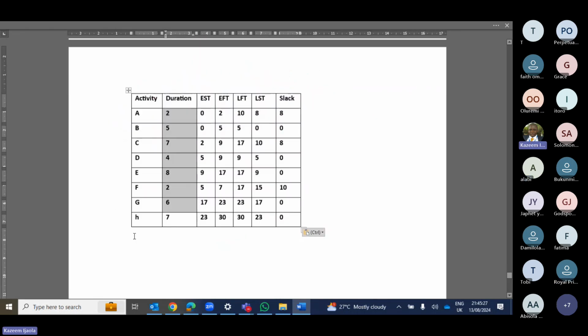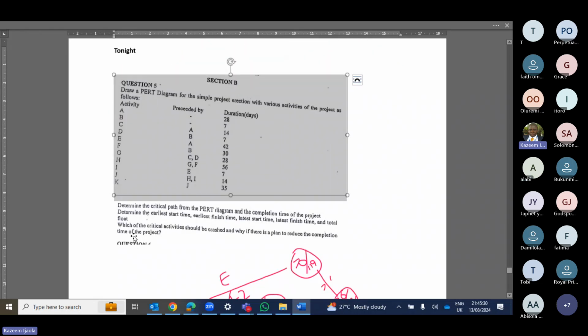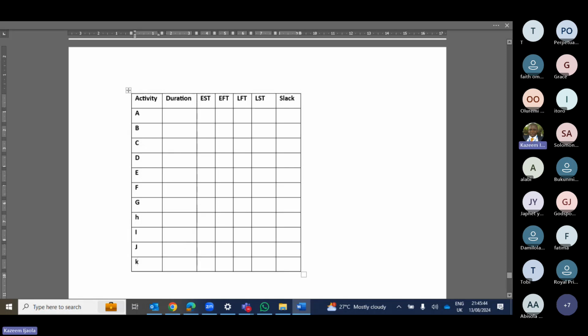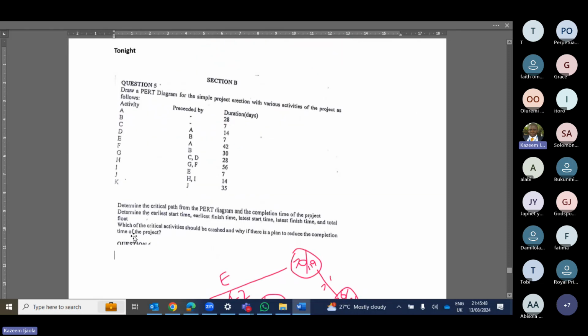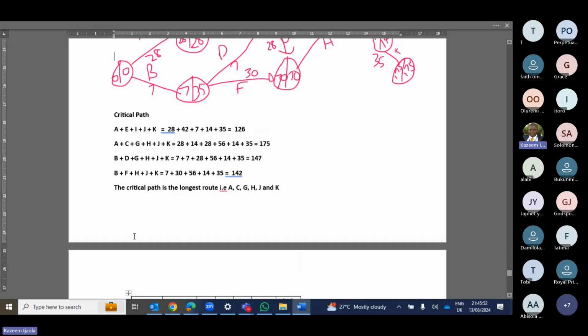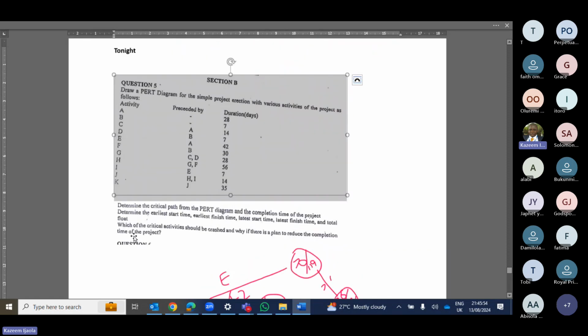As demanded by the governor, the authority, the powerful man of the class, the activities are A, B, C, D, E, F, G, H, I, J, K. So kindly go and complete this. Duration is given in the question: 28, 7, 14.